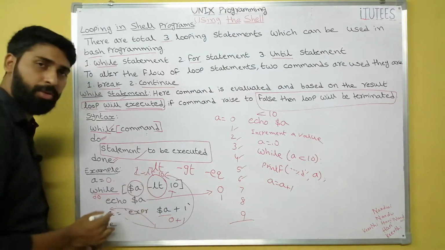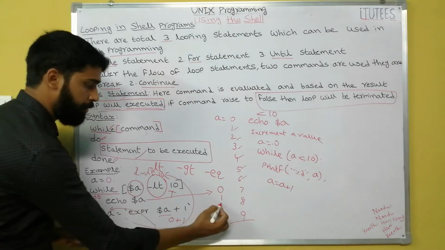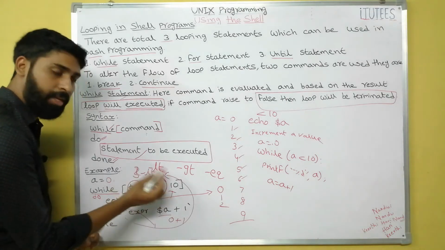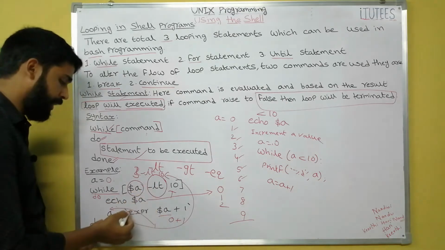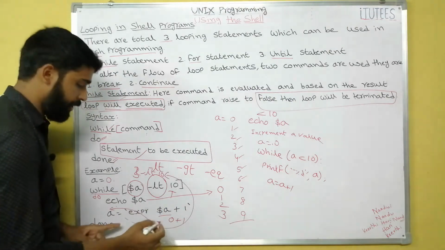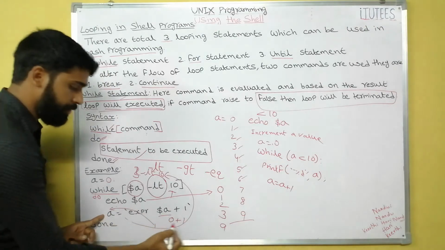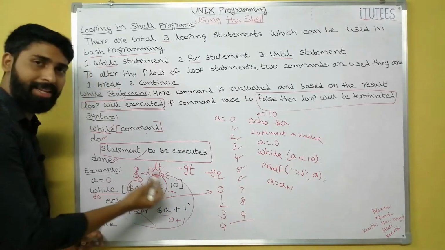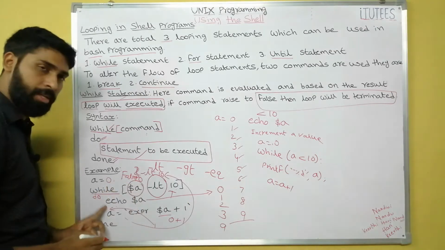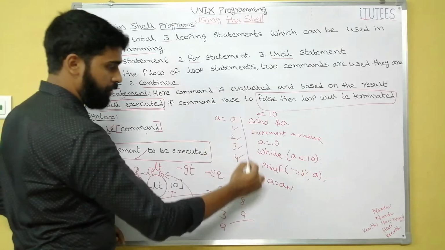And a is incremented to 2. So 2 less than 10, true. So enter into the block, print the next value and increment the value to 3. 3 less than 10, true. Enter into the block and print the value. Similarly, we can execute up to 9. After 9, a becomes 10. 10 less than 10, false. Then we come to done. At that time, this is the output.